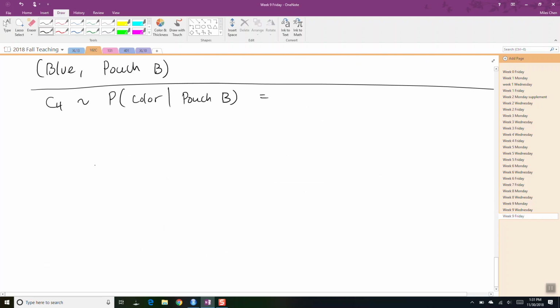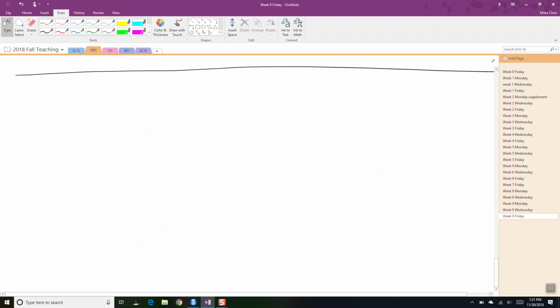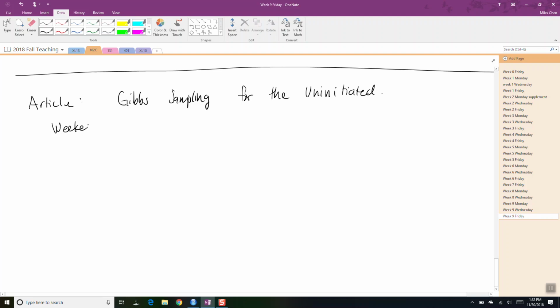And anyway, we're going to use our Gibbs sampler to do document classification, okay? And so I'm going to introduce our document. So this is from the article Gibbs Sampling for the Uninitiated, okay? And so this will be your weekend homework reading. And what we're going to do is document classification via Gibbs sampling.